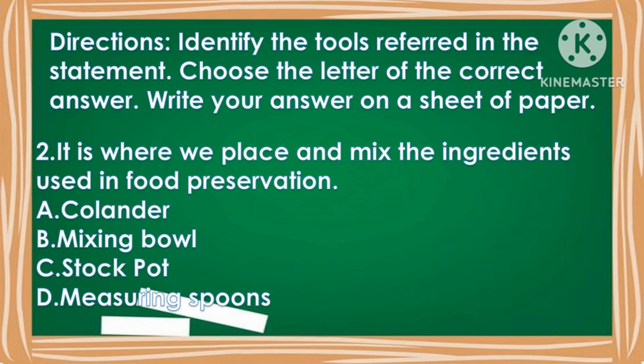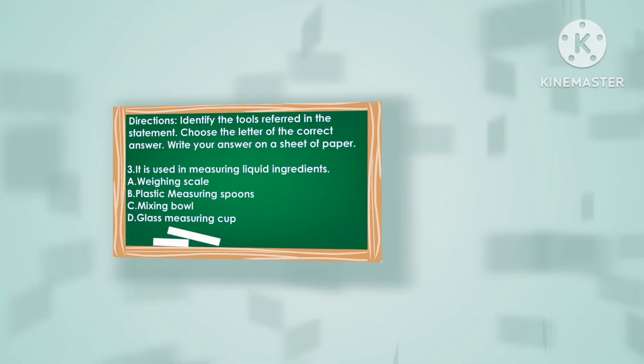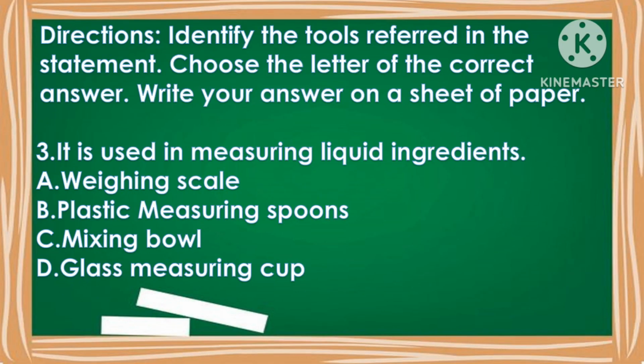Number 2. It is where we place and mix the ingredients used in food preservation. A. Colander. B. Mixing bowl. C. Stock pot. Or letter D. Measuring spoons. The correct answer is letter B. Number 3. It is used in measuring liquid ingredients. Letter A. Weighing scale. B. Plastic measuring spoons. Letter C. Mixing bowl. Letter D. Glass measuring cup. The correct answer is letter D.